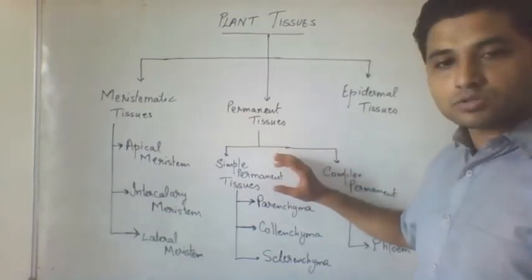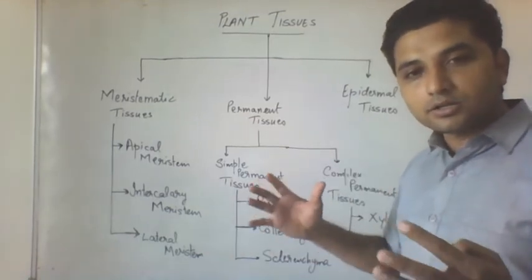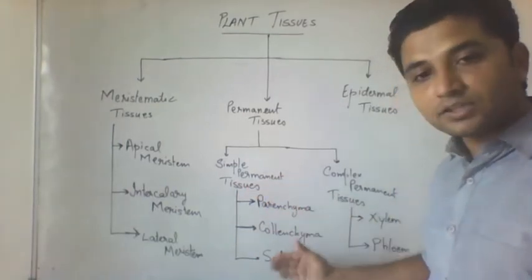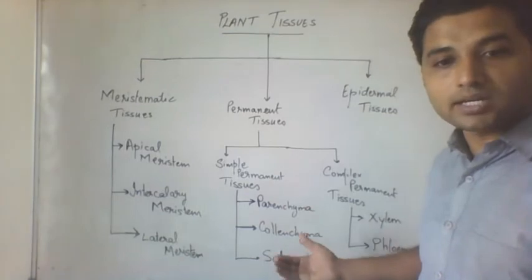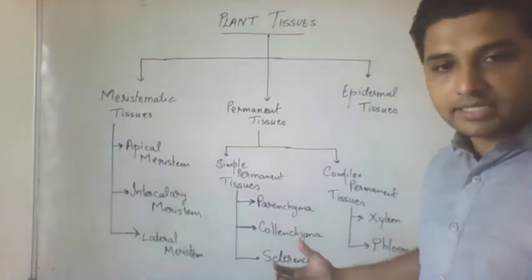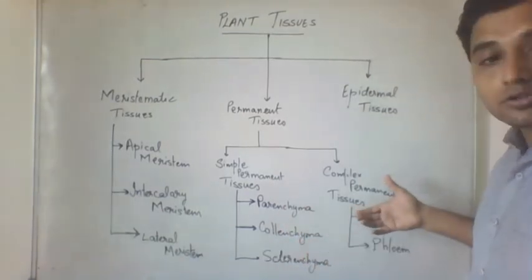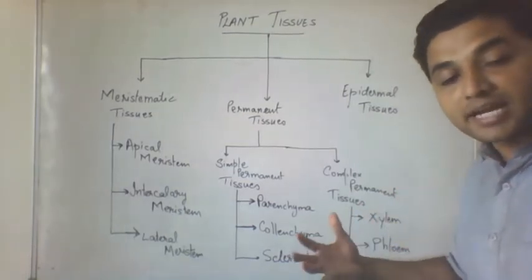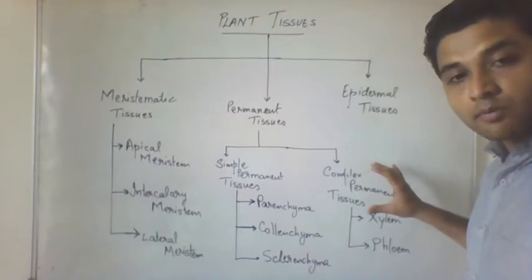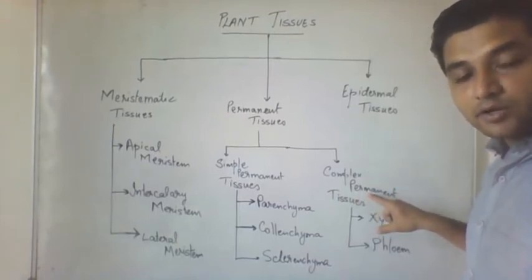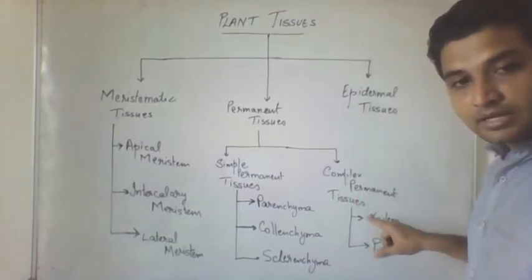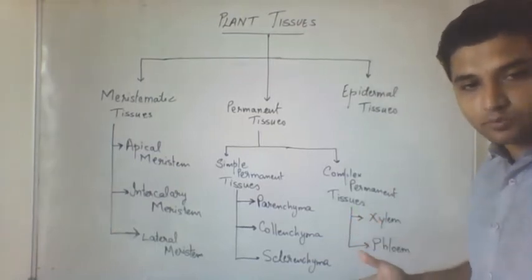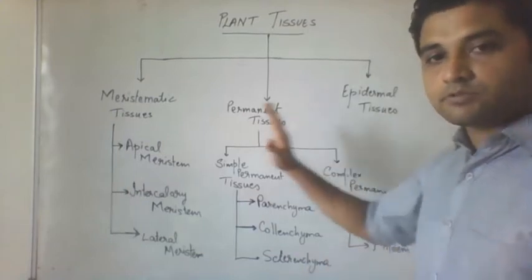Simple permanent tissues are made up of a single type of cells and they perform simple functions, and they are of three types: parenchyma, collenchyma, and sclerenchyma. We'll see them in detail later. Then we'll also see complex permanent tissues. They perform complex functions and they are made up of different types of cells. So they are called complex. And since they can't divide, they are known as permanent tissues. They are only two types, xylem and phloem. They help in transportation. When time comes, we will study this.